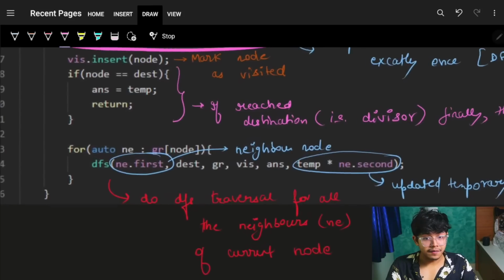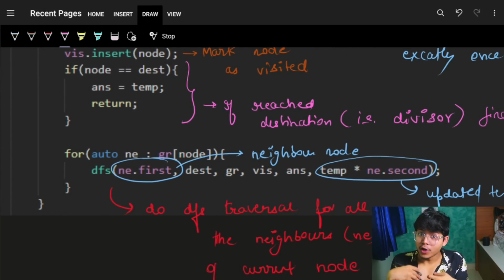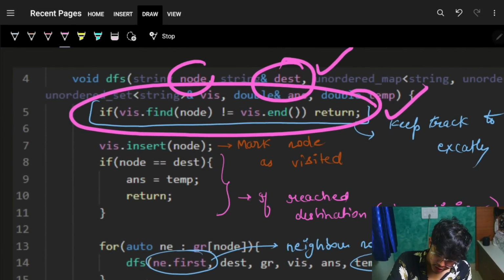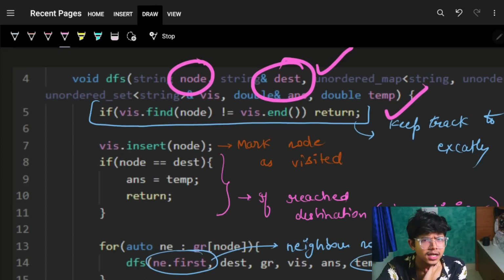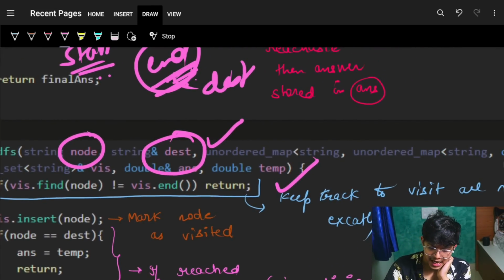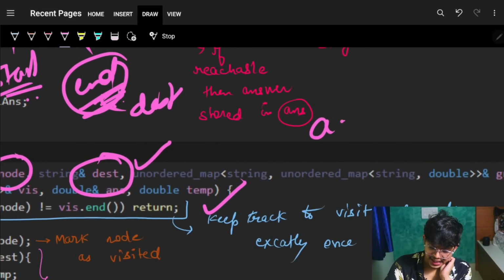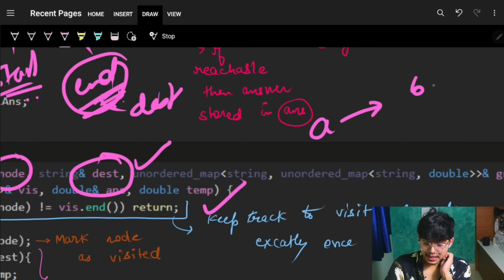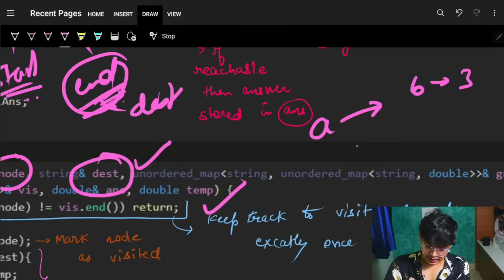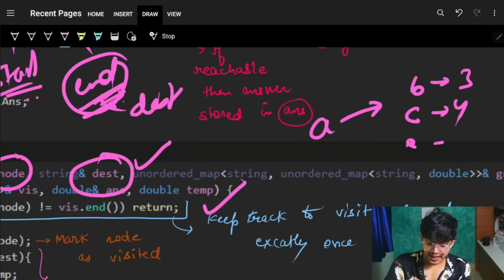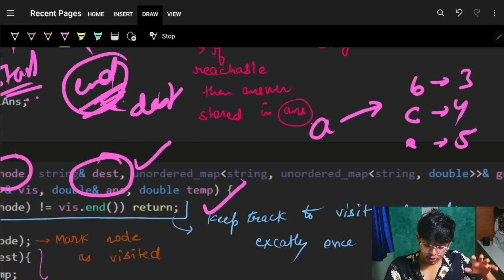Now, as we go on to every neighbor, what do we have to pass on? We have to pass on the node, because ultimately our DFS requires another node, which is the graph's neighbor. Now, in my graph, I had something like this, if you remember: A has a map to B, which has a value, okay, 3. A can also have C, which has a 4, and E, which has a 5. It is how A upon B is 3, A upon C is 4, A upon E is 5.